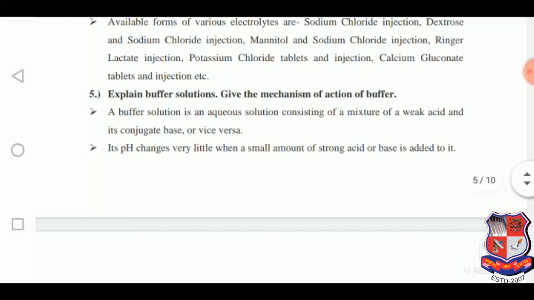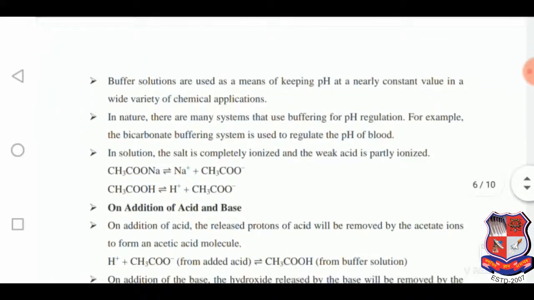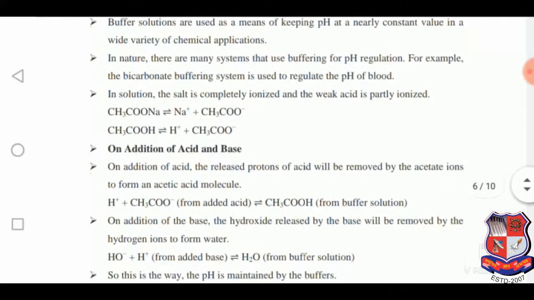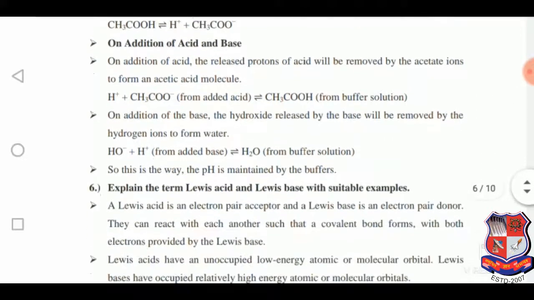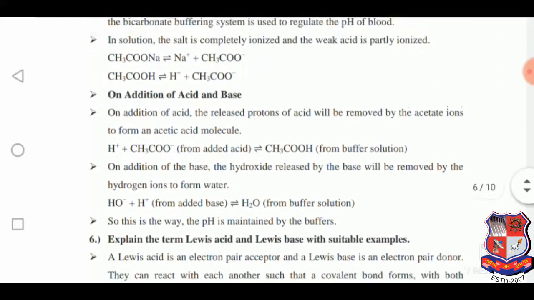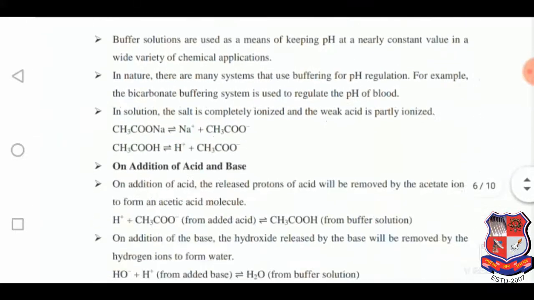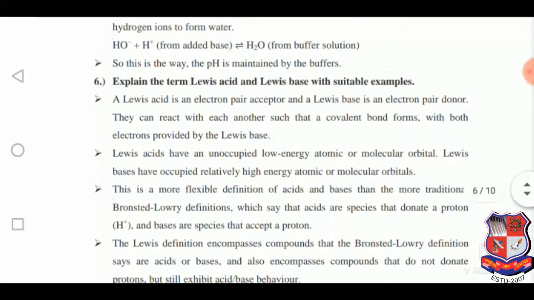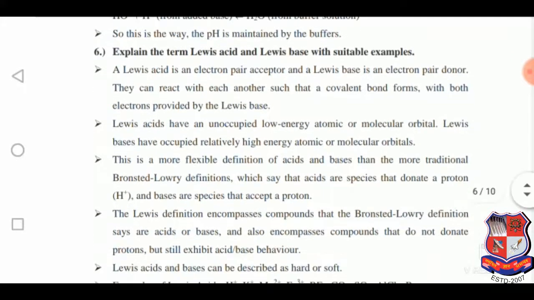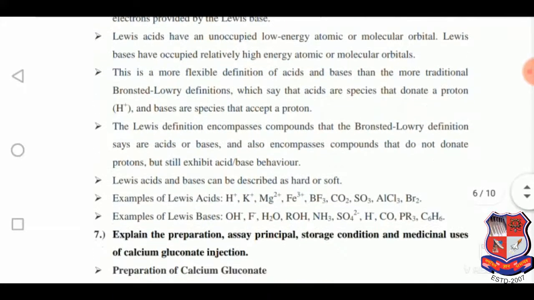Fifth question: explain buffer solutions and give the mechanism of action of a buffer. For that, we have to consider the addition of acid or base, and these are the answers for that. This is how we can write the answer for all the questions. These are the key points. Sixth question is to explain the terms Lewis acid and Lewis base with suitable examples. As we already saw, a Lewis acid is an electron pair acceptor and a Lewis base is an electron pair donor. Here are the key points.